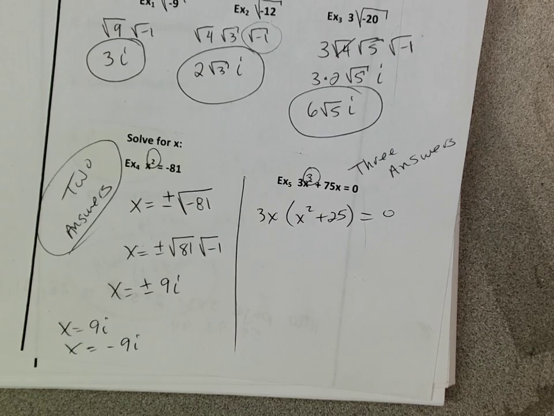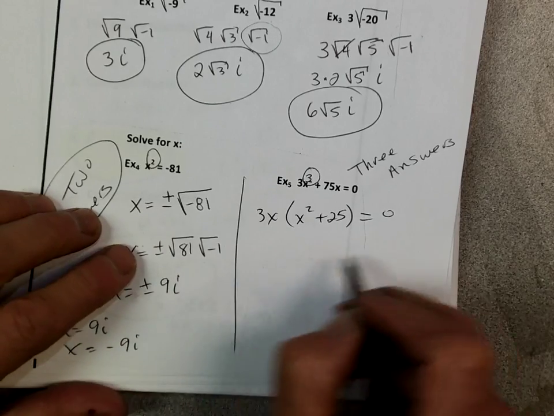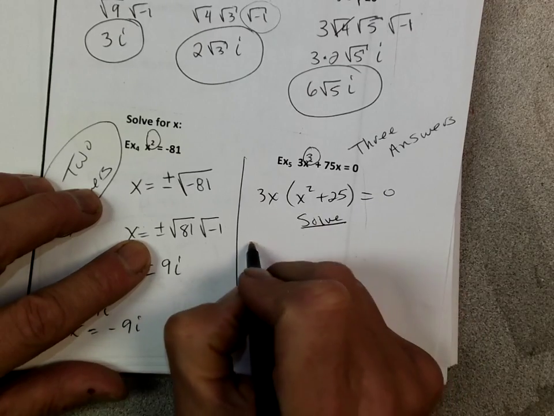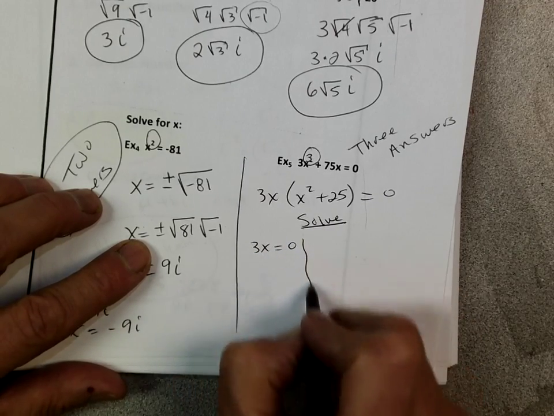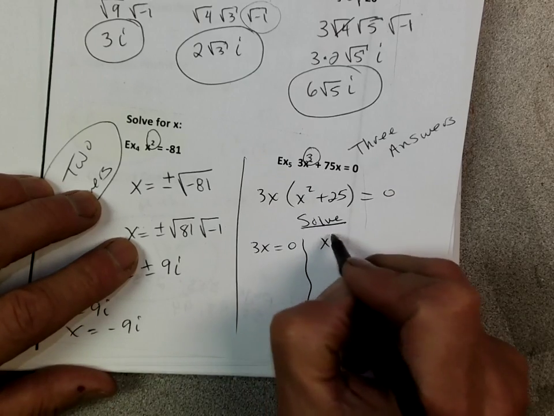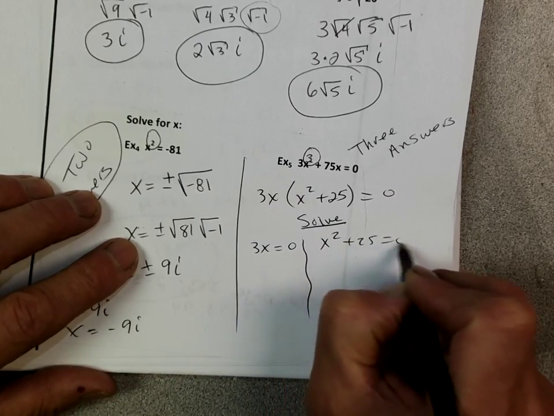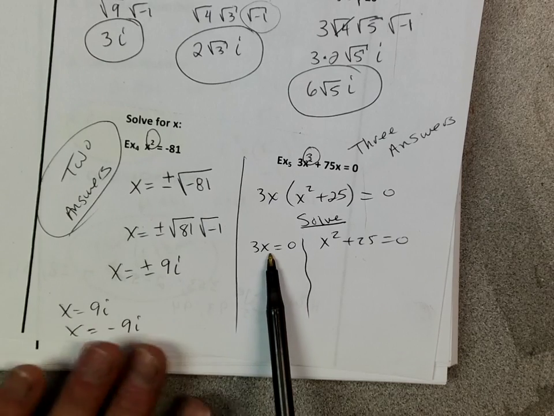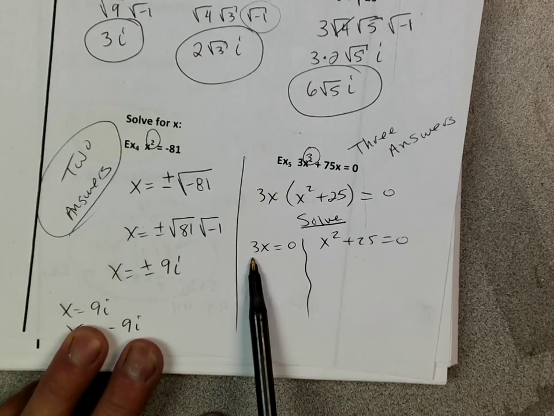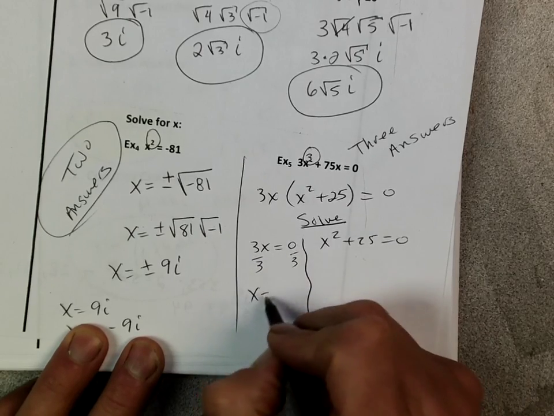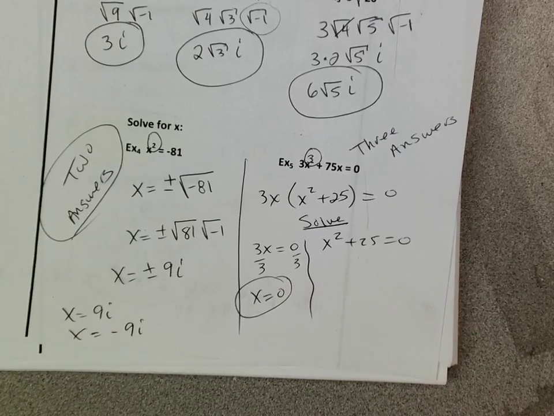Well, let's just try and solve it. So I'll take 3x equals 0, right? That's 1. I'll get one answer from there. And I'll also do x squared plus 25 equals 0, because I have to solve. So I've got two equations. This one is easy to solve for. I'm just going to divide by 3. 0 divided by 3 is just 0. Okay, so there's one of my three answers. I've got to come up with two more, so I go to the other one.